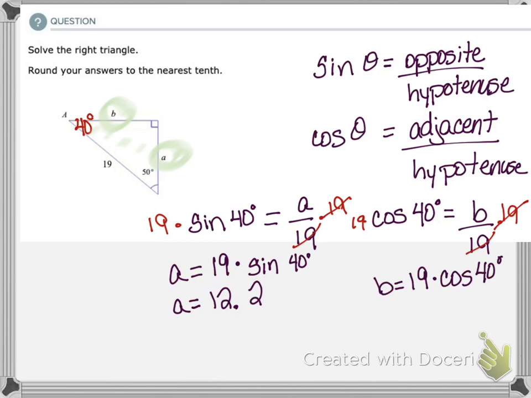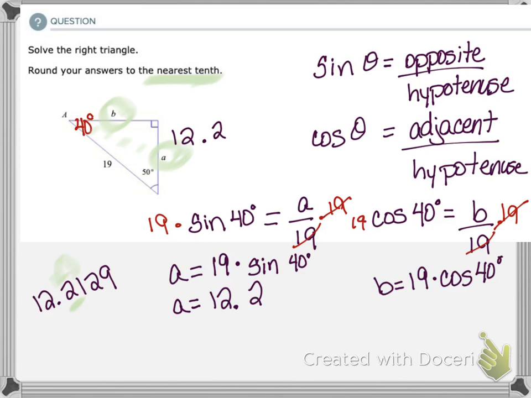So when I do 19 times the sine of 40, what I get is 12.2129. Now our problem says to round to the nearest tenth. So this 2 is in the tenths place. So I'm going to look at the 1, and the 1 tells me to leave the 2 the same. So my answer to this is 12.2. So the length of A is 12.2.